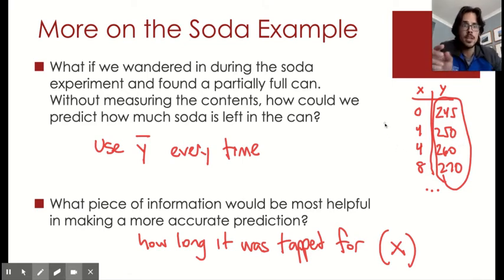Because if I can see, like if they labeled the cans, oh, this was a 0 second can, well, probably a little less soda in that can. Oh, this was a 12 second can. There's probably more soda in that can. And if I know the tapping time, that can guide me in how I make my predictions. So knowing X would be a helpful thing.